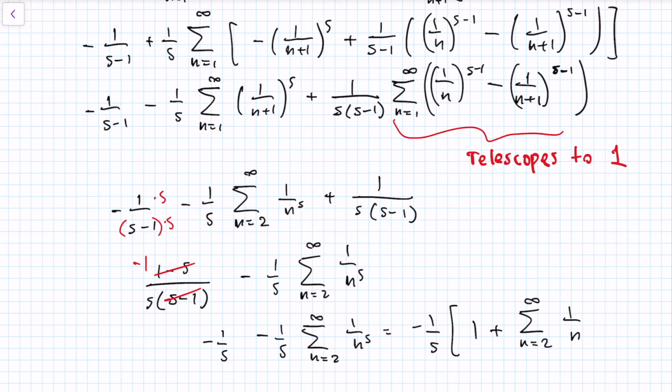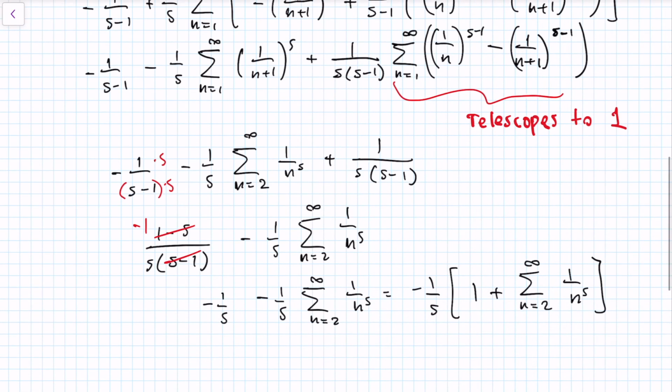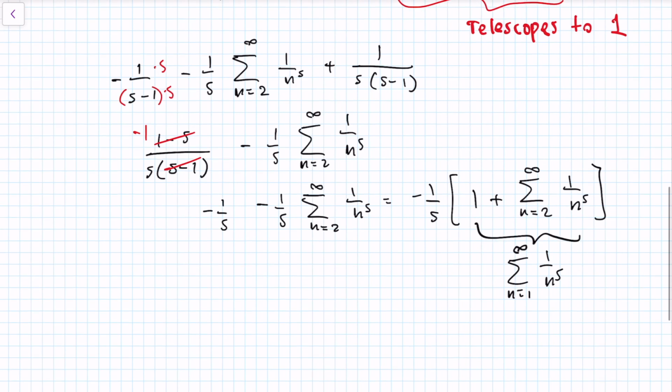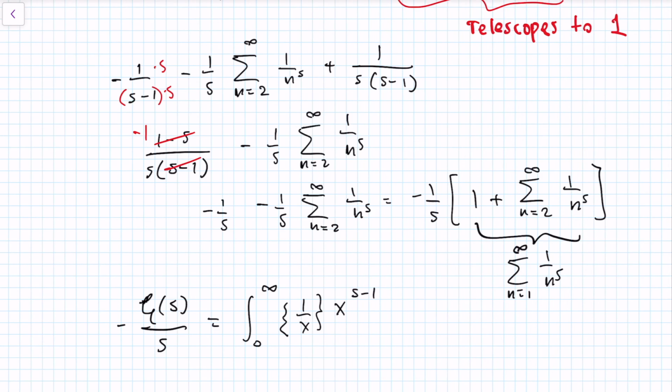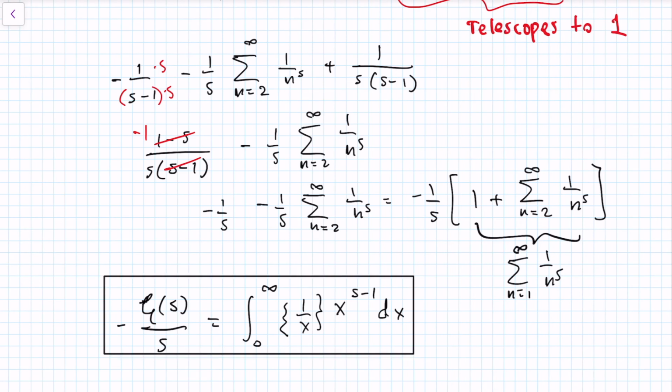Now the sum going from 1 to infinity clearly has a first term of 1. So in fact, these two just combine into the sum from n equals 1 to infinity of 1 over n to the s. And what's that? That's just zeta of s. So in fact, we have shown that negative zeta of s over s is equal to the integral from 0 to infinity of the fractional part of 1 over x times x to the s minus 1 dx. And this is valid when the real part of s is in between 0 and 1.